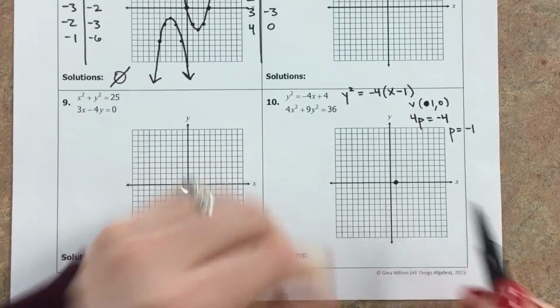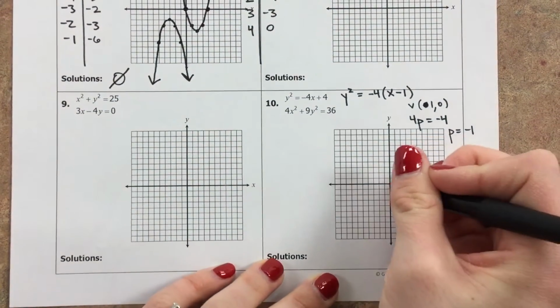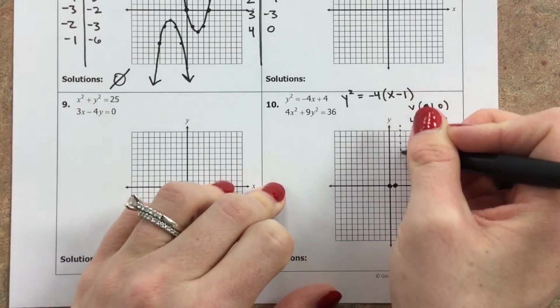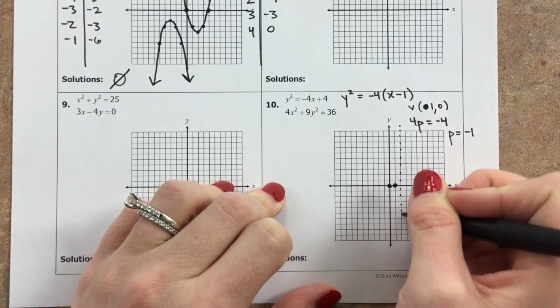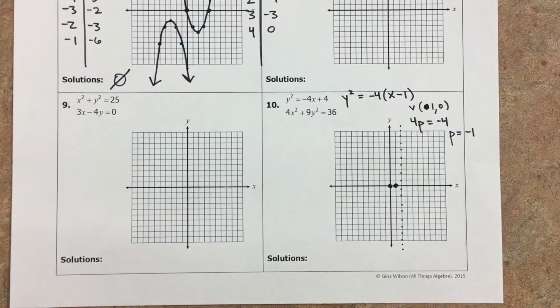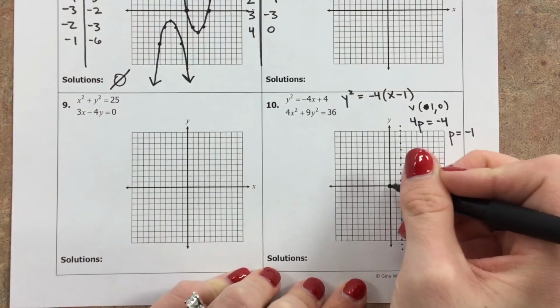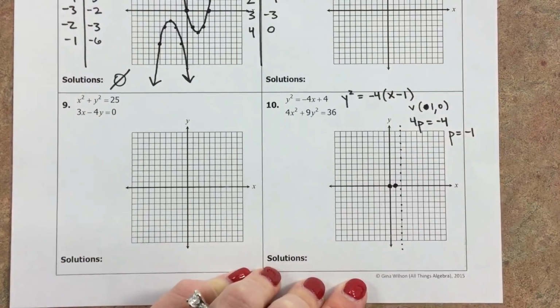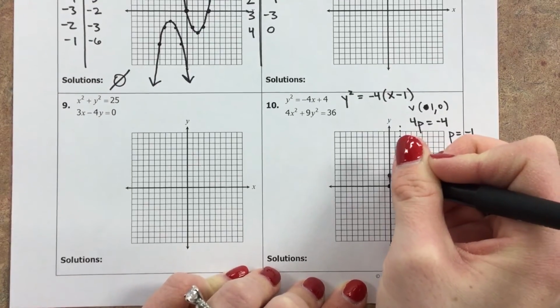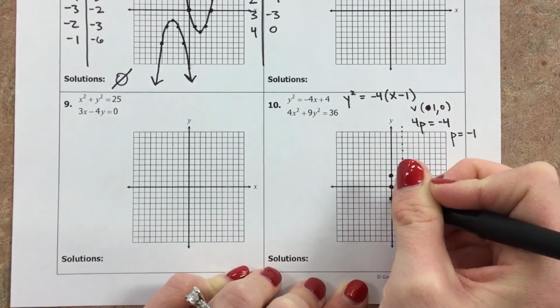So this is my vertex. My focus would be plotted just 1 point to the left, which means my directrix would be right here. And then I can plot a couple more points here. The focus and directrix are 2 units from each other. So I go 2 units from the focus. This is a point on the parabola. This is a point on the parabola.